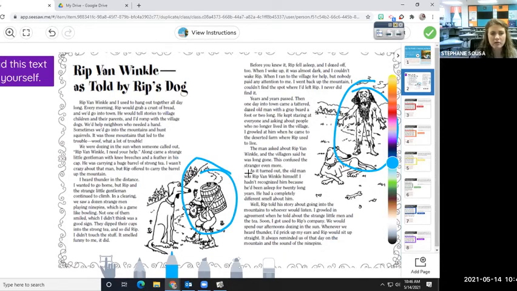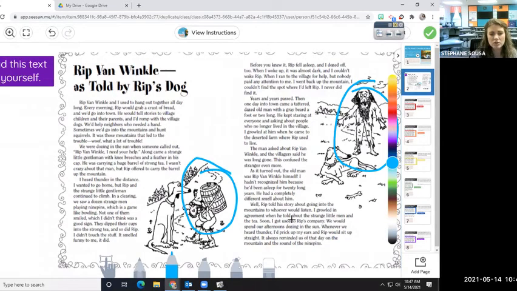As it turned out, the old man was Rip Van Winkle himself. I didn't recognize him because he'd been asleep for 20 long years. He had a completely different smell about him. Well, Rip told his story about going into the mountains to whoever would listen. I growled in agreement when he told about the strange little man and the tea.